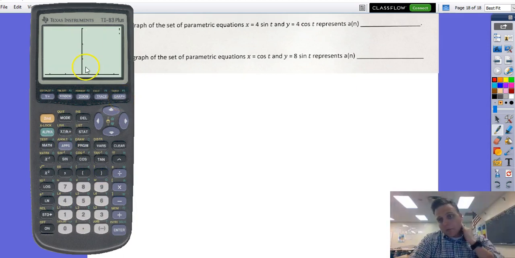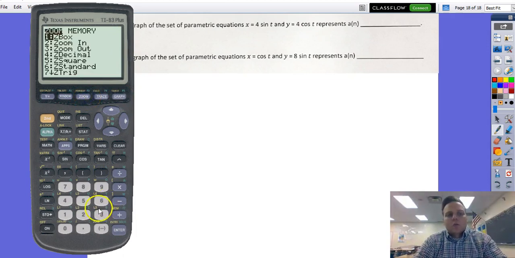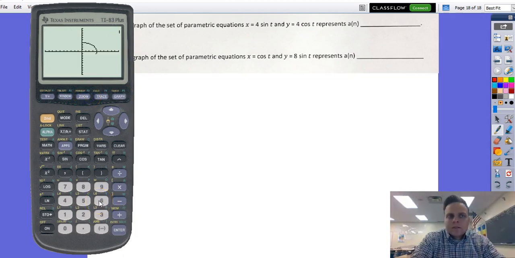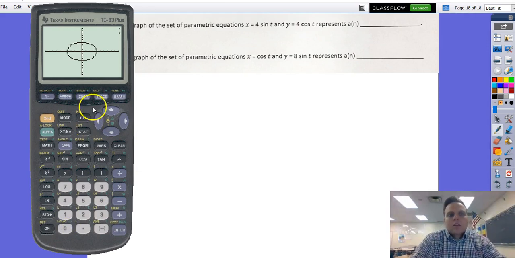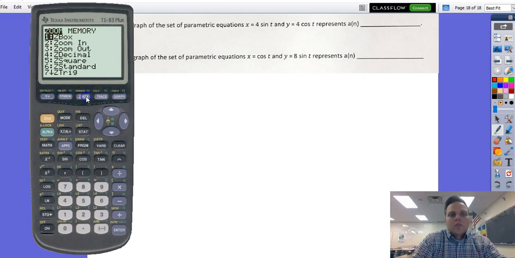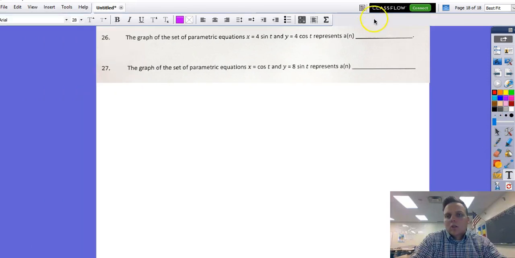Now, once again, my graph is weird, so I need to follow those same 3 steps. I need to hit zoom 6. Don't think you know the answer yet. Follow these 3 steps. Zoom 6, zoom 0, and then last but not least would be zoom 5. And that is clearly a circle.